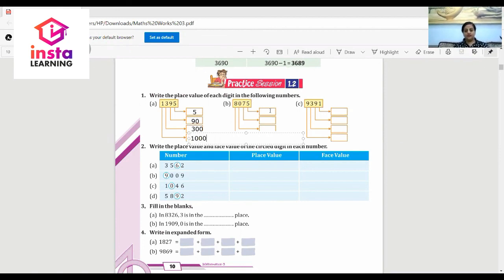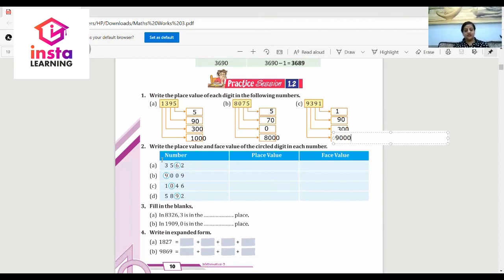Next is 5 at ones place, 70 at tens place, 0 at 100 place. And this is 8. 8000. 3 zeros will come here. Next is 1 at ones place, 90 at tens place, 3 at 100 place, then 9 at thousand place. So 9000. This is the answer.